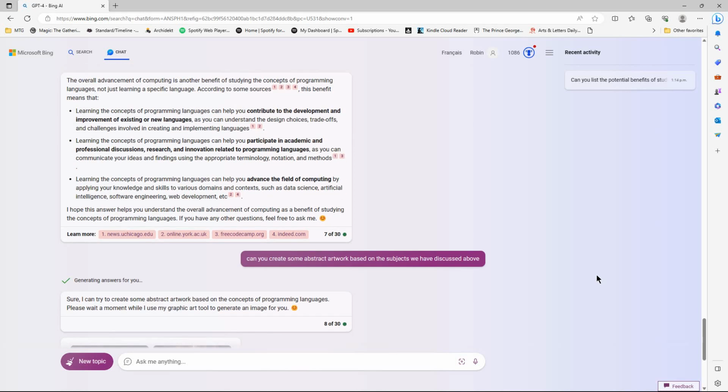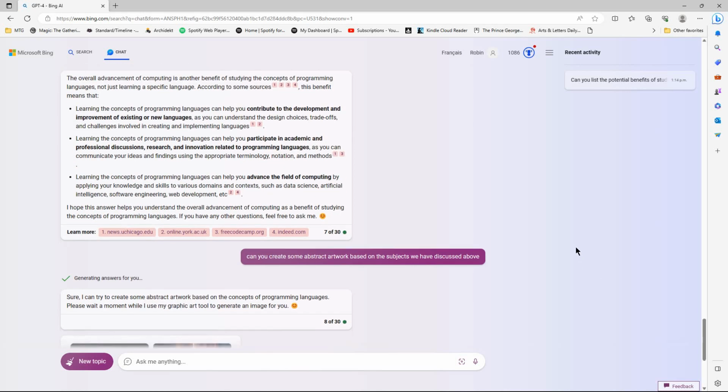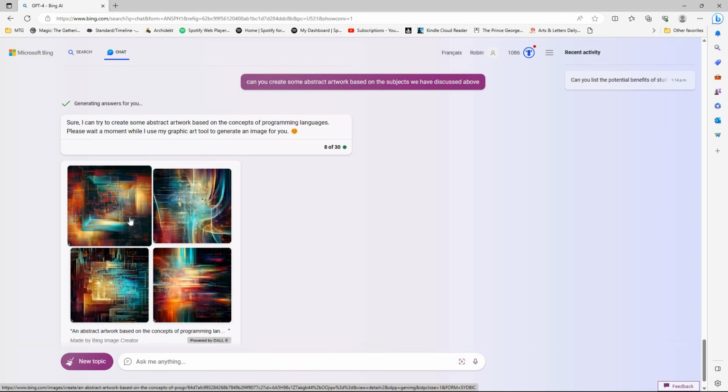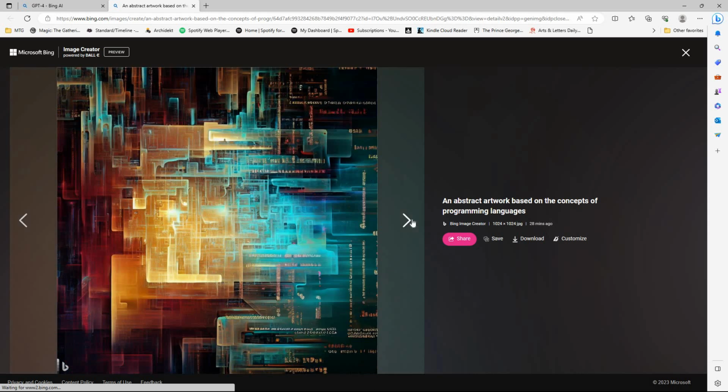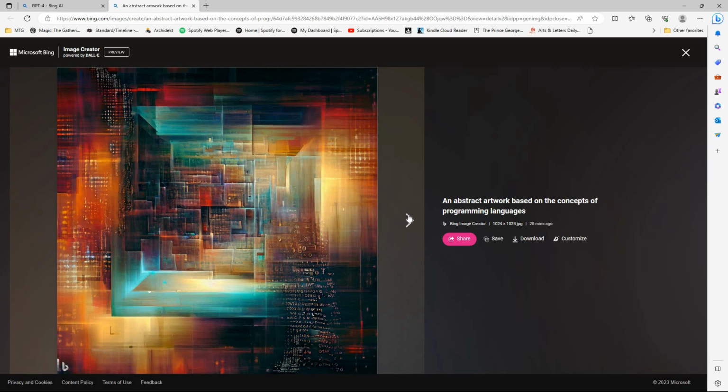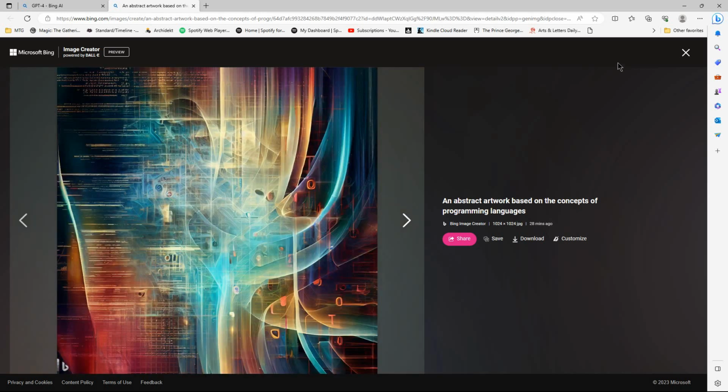Can you create some abstract artwork based on the subjects we have discussed above? There you go. I'm thinking of the artwork for the thumbnail. So I quite liked, where was it? Was it this one? One of these. I didn't get around to swapping it out actually. No, this is pretty interesting, I thought. When you get up close you can see they've got text in them. But yeah, I like the look of that one. So I think that's going on the thumbnail in the little speech bubble.